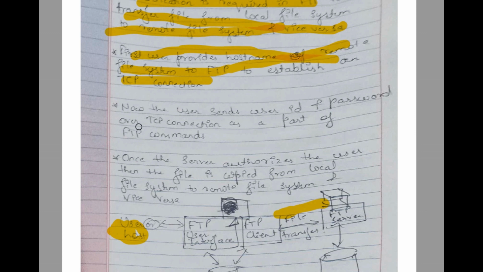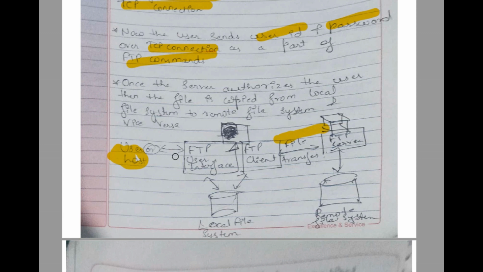Now the user sends user ID and password over TCP connection. Why is he sending it as a part of command? It is very important. He sends the user ID and password over TCP connection to the server as a part of command. Once the server authorizes the user, then the file is copied from local file system to remote file system, and vice versa.